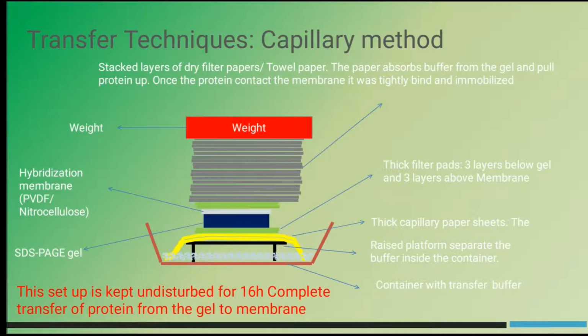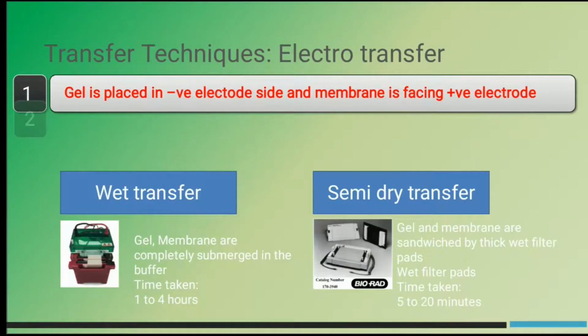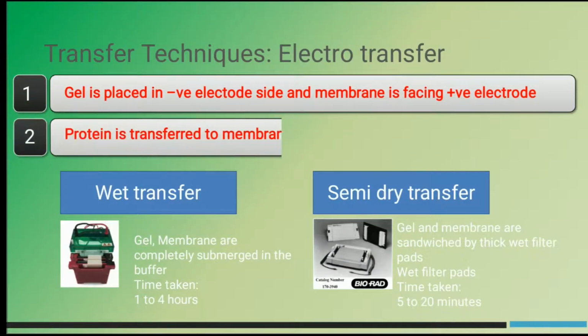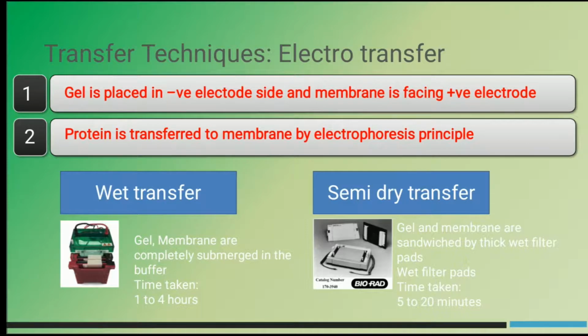So this capillary method is the classical method, and heat is not produced, so it is desirable. The disadvantage of this classical method of Western blotting is that it is time consuming to perform the transfer. Electrode transfer techniques have the advantage of shortening the time to transfer the proteins from the gel to the membrane. Two methods are there: one is called wet transfer and the second one is called semi-dry transfer.